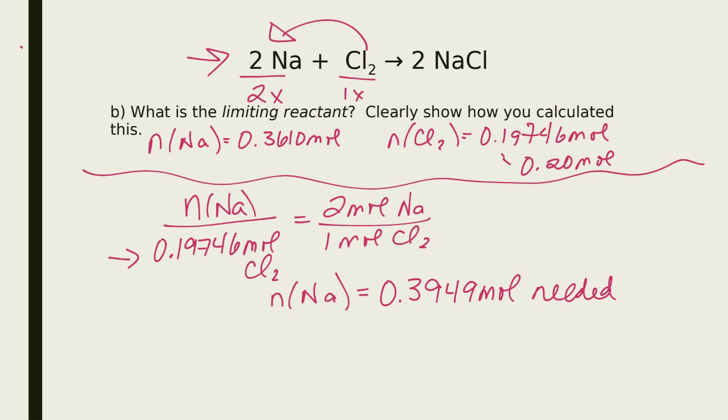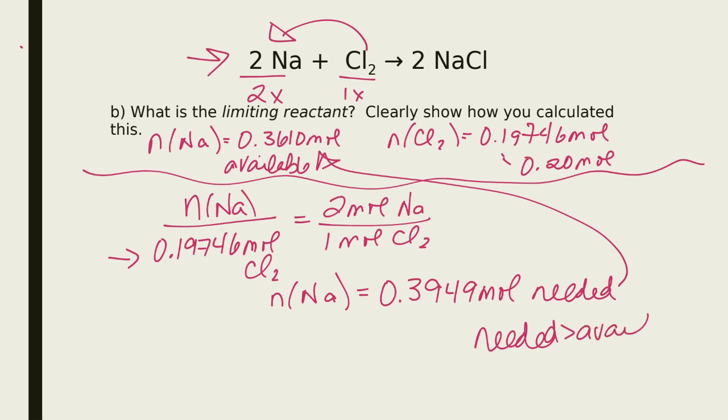And when you set it up this way, you compare now how much you need to how much you have available, and you see you don't have enough. And so when your needed is greater than your available, then you know that sodium is going to be the limiting reactant. If my available was less than my needed, then I would know that substance would be the excess reactant.